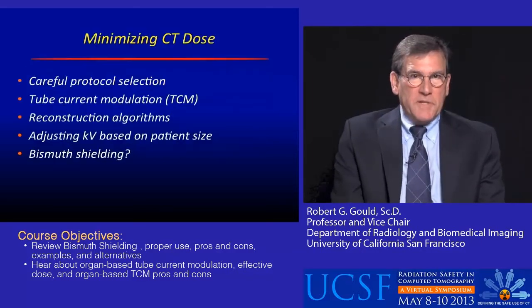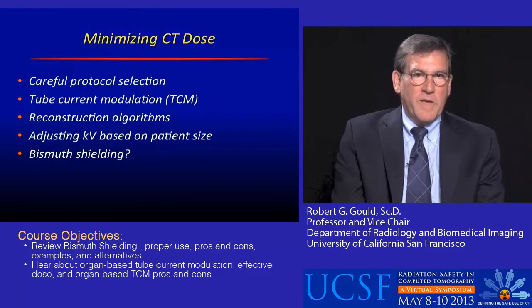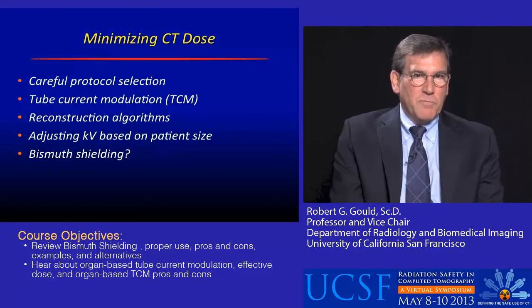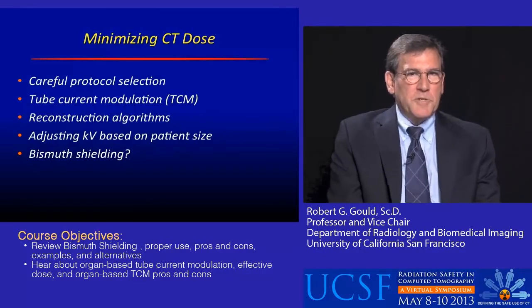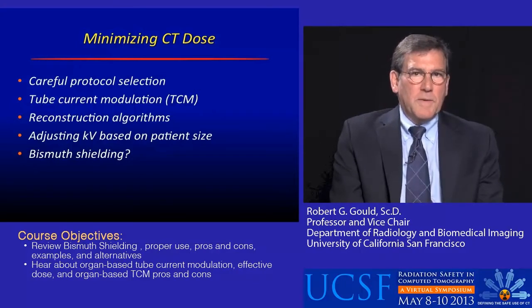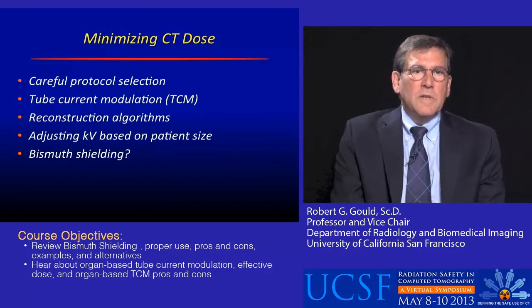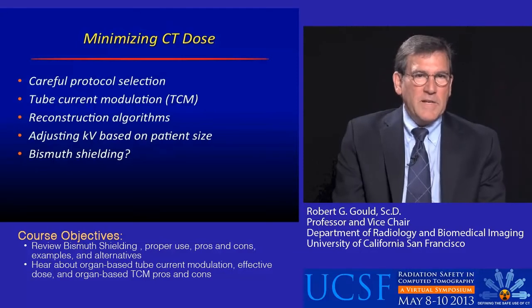So we know there are a lot of ways to minimize CT dose. First and foremost is careful protocol selection. No substitute for that. We also know that the machines are capable of reducing the dose for a given procedure by using tube current modulation, which can reduce the dose substantially depending on the body part. We know more recently that some iterative reconstruction algorithms have reduced dose substantially, 20–30%, even more in some cases. There also is a movement to do more adjusting of the kV based on patient size.